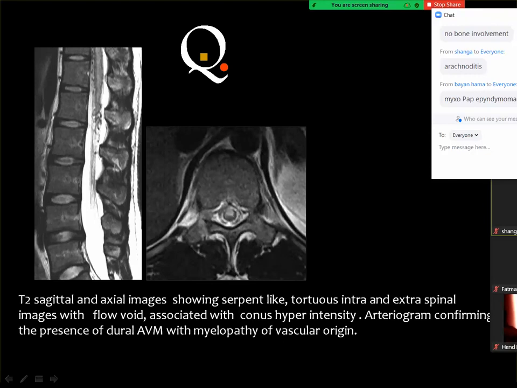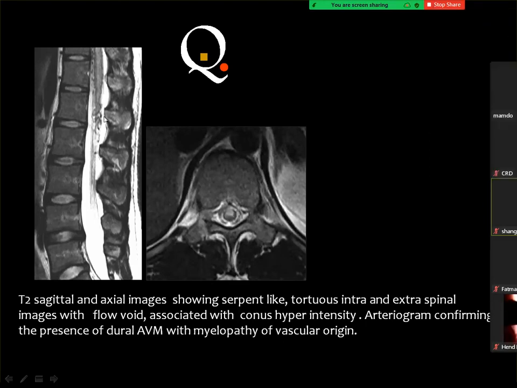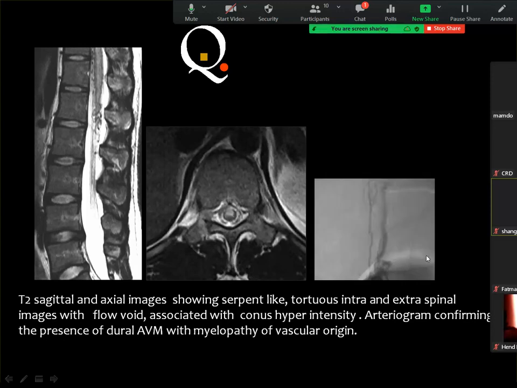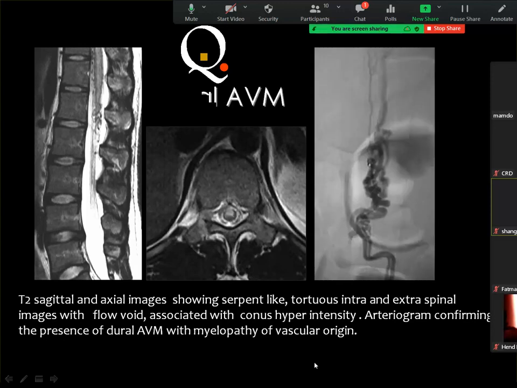This appearance is very classic for vascular malformation. You got some swelling of the conus medullaris associated with increased parenchymal signal, together with serpiginous signal void vessels surrounding the conus. And this is the classic diagnosis of an arteriovenous malformation or dural arteriovenous malformation.